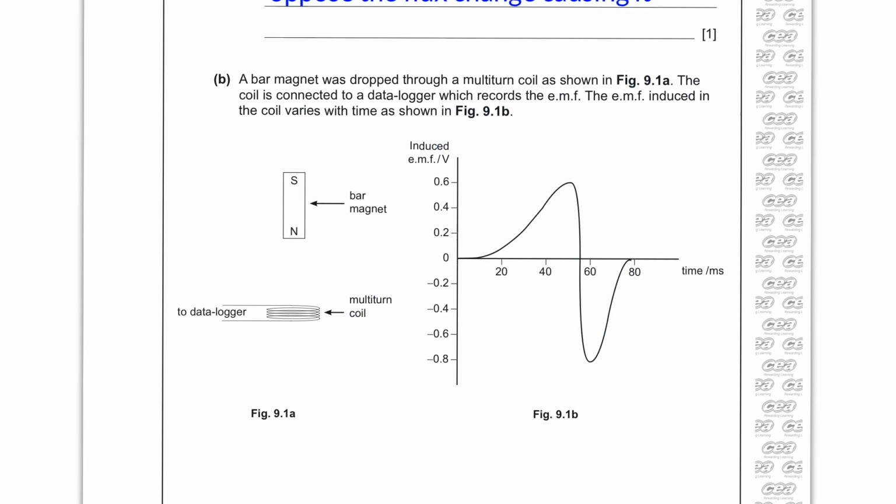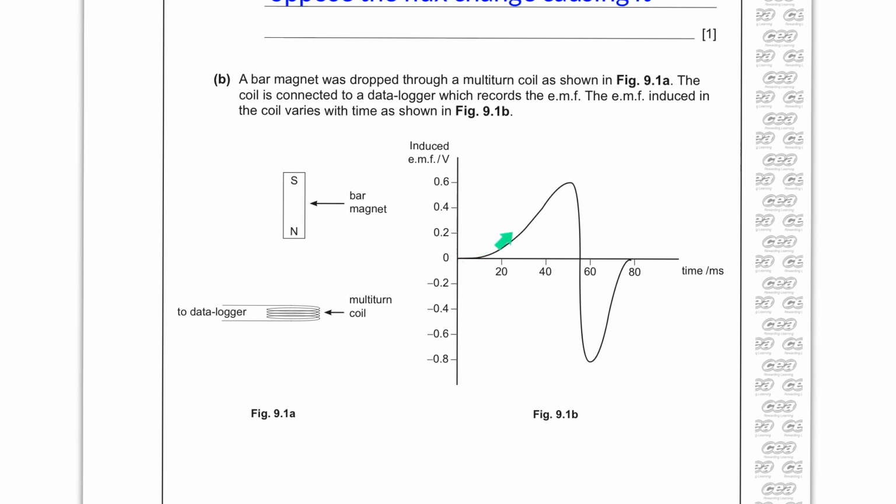Part B. A bar magnet was dropped through a multi-turn coil as shown, and the coil is connected to a data logger which records the EMF. The EMF induced in the coil varies with time as shown. So you can see what happens here. The magnet is accelerating because of gravity.